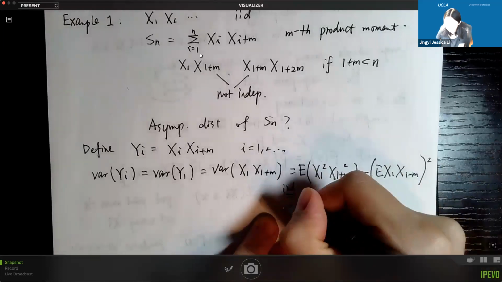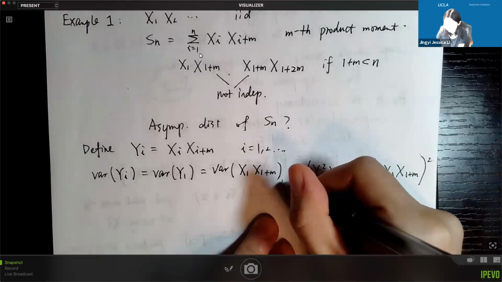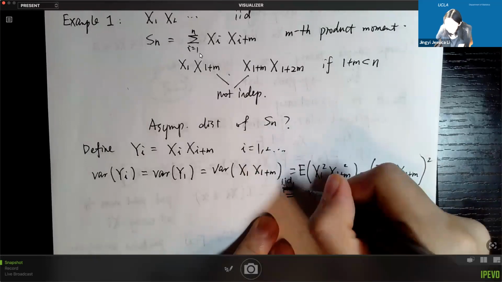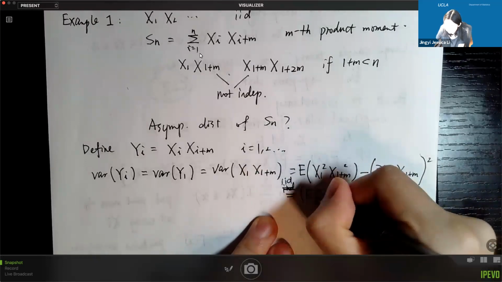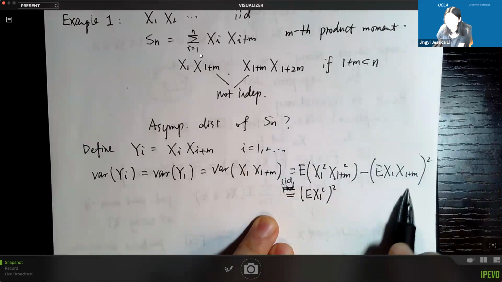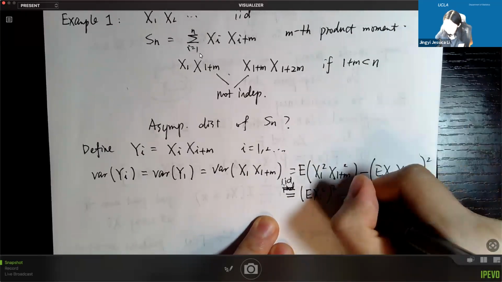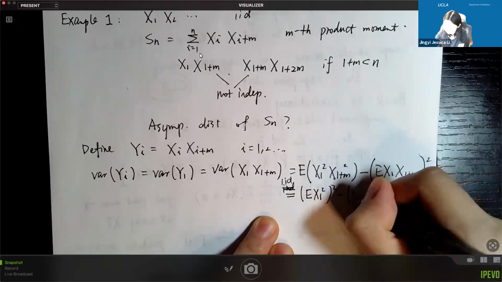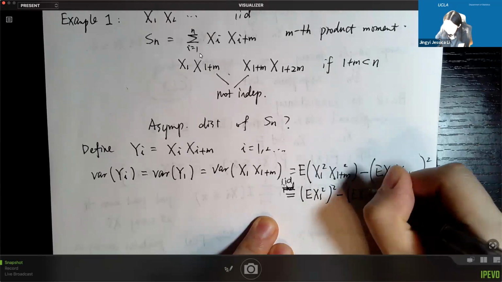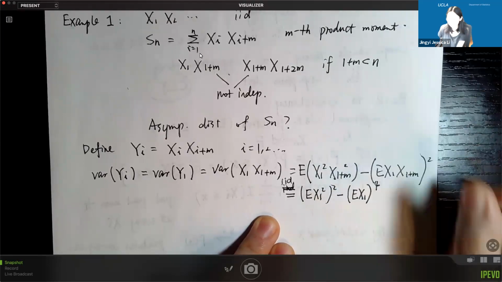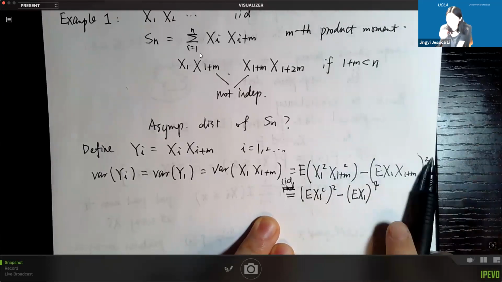And so I should say IID. Then I can say this is the expectation of x1 squared, here is actually minus, the expectation of x1 to the fourth. Okay, square here and square here.